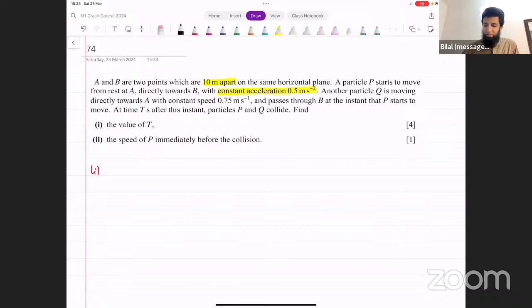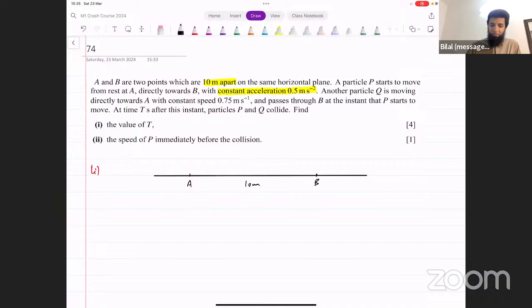Okay, now let's think about this. Since we don't have a diagram given, it's going to make things simpler to understand if we draw a rough sketch to understand the situation better. So we have this horizontal plane, and on this plane we have 2 points. There's one point A here, there's another point B here. The distance between points A and B is 10 meters.